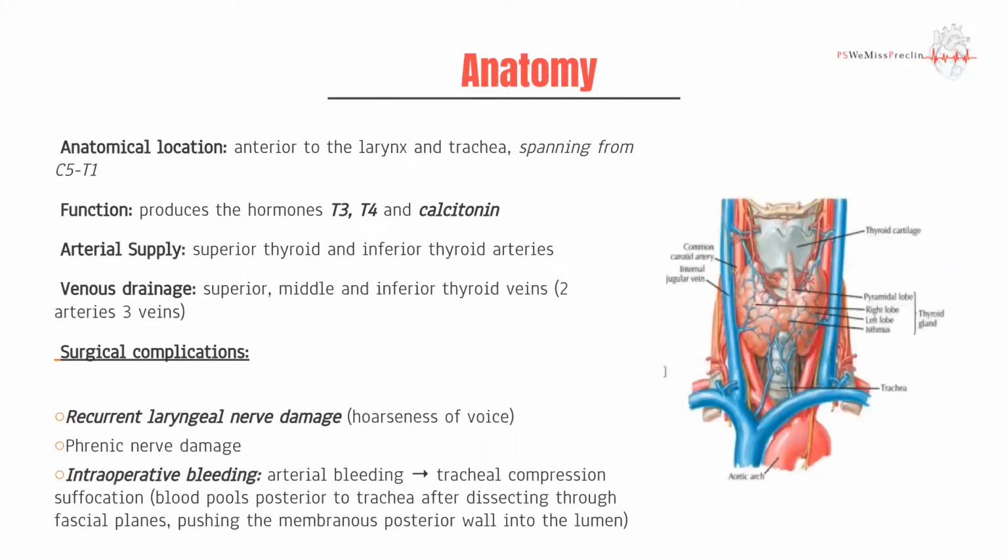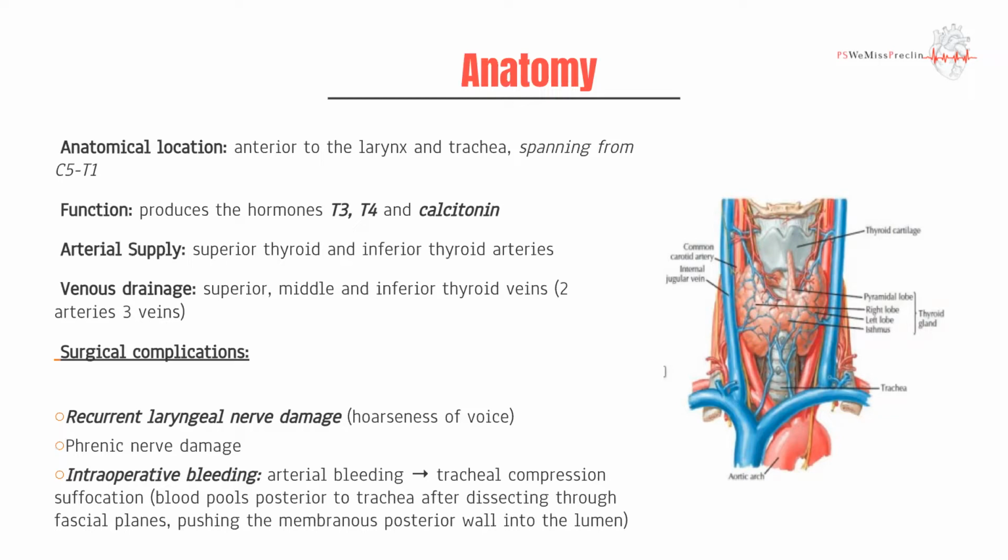So, going back to some anatomical knowledge, again, not super high yield, but good to know. It's located anterior to the larynx and the trachea between C5 and T1. It produces a few hormones, T3, T4, which are the main ones you know, and calcitonin that has a role in calcium regulation. In terms of its arterial supply, you have two arteries and three veins. You have the superior and inferior thyroid artery, and then the superior, middle, and inferior veins.